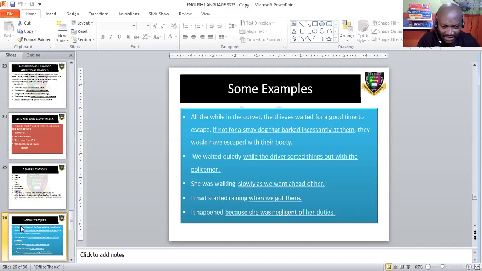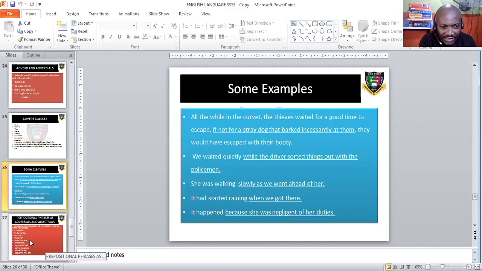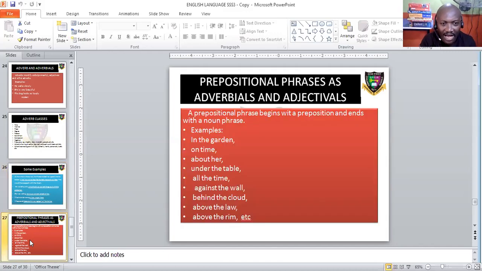Remember I told you when there's a cluster of verbs in a sentence, you don't need to leave anyone behind. You pick all of them like that. Was walking is the verbal group. Then, it had started raining when we got there. When we got there is an adverbial clause of time, and it is modifying the verbal group had started raining. It happened because she was negligent of her duty. Because is adverb of reason, and because of a verb there we have an adverbial clause of reason, which is modifying the verb happen.